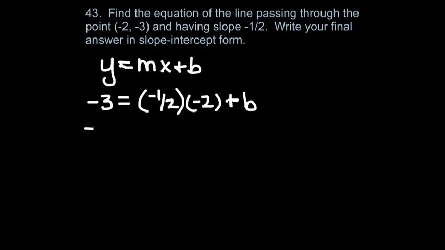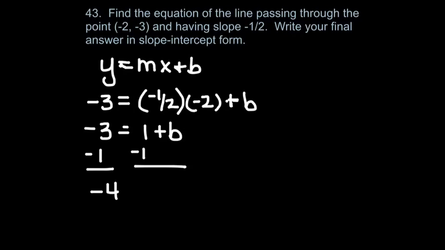If I simplify this, I get -3 equals -1/2 times -2 is +1 plus b. Subtract that 1 from both sides, and I'm left with -4 equals b. Since I know now that the slope is -1/2 and the y-intercept is -4, I can put it all together to be y equals -1/2 x minus 4.